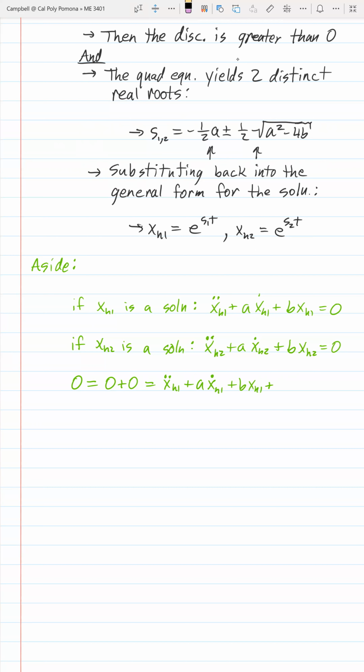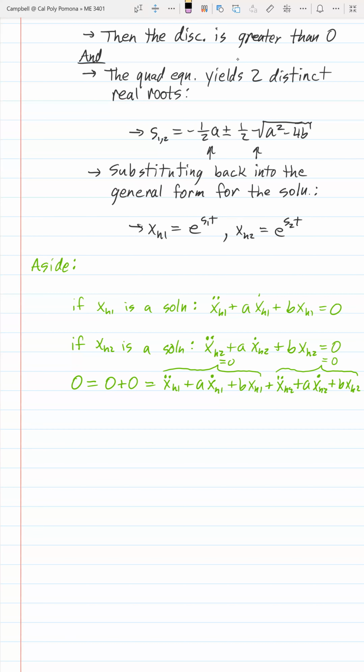And then how about XH2 double dot, for my second 0, A XH2 dot, and B times XH2. Well, that's 0. So aren't I just adding 0 to 0? And the answer is, yeah, of course I am. And of course, that's going to lead to a value. When I add everything together, that's going to give me another 0.